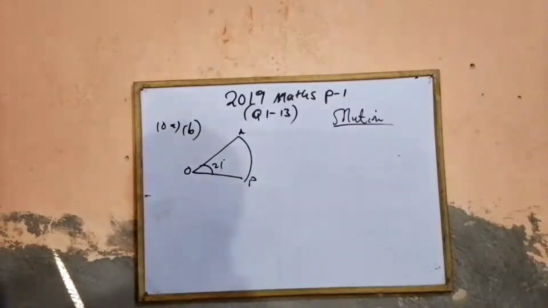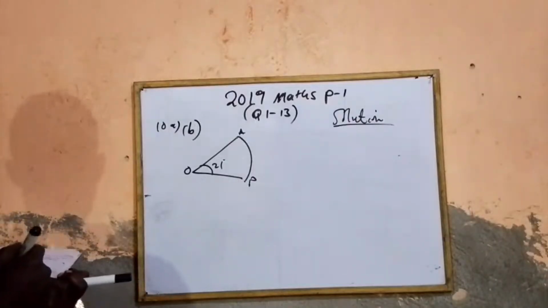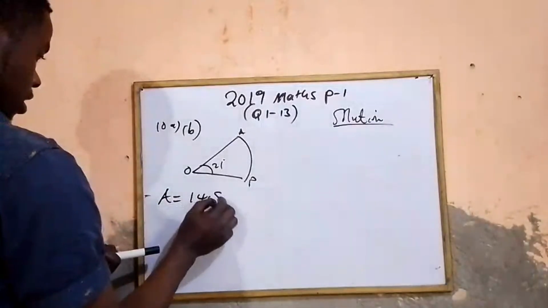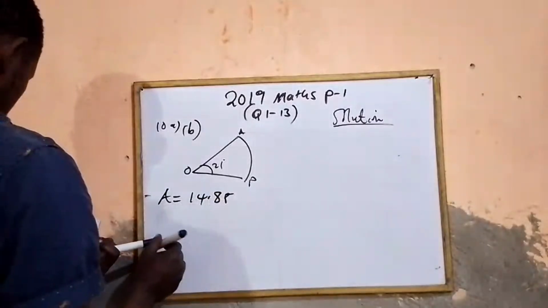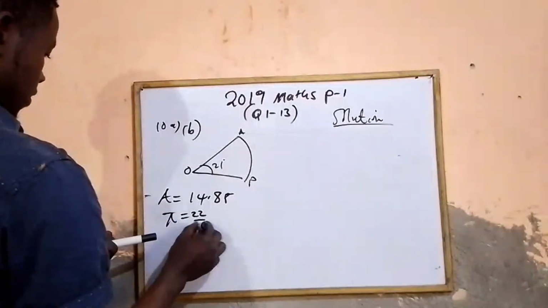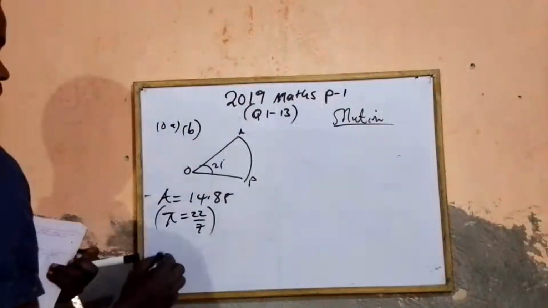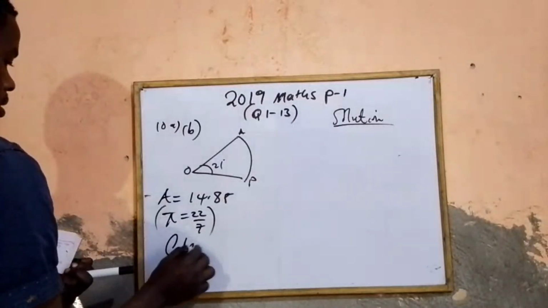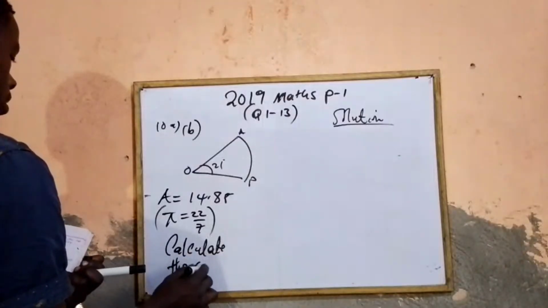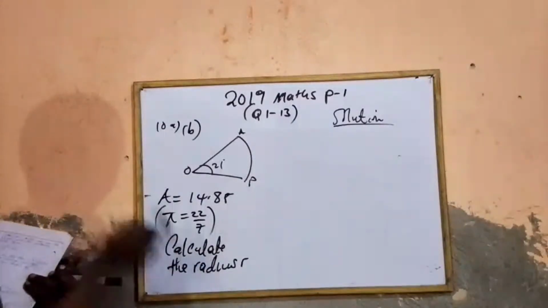Okay. So given that the area is 14.85, and we are told that we have to take pi as 22 over 7. Here in this question we are told to calculate the radius r. So how do we find the radius r?